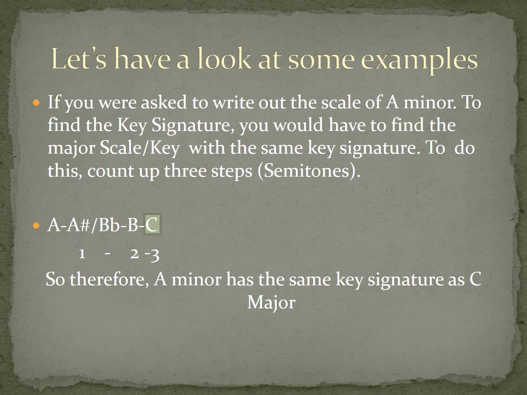So if you look at the diagram on the slide, there's the A. It takes 1 step to find an A sharp or a B flat. It takes the second step to become a B, and the third step would be the note C. So therefore, A minor has the same key signature as C major.